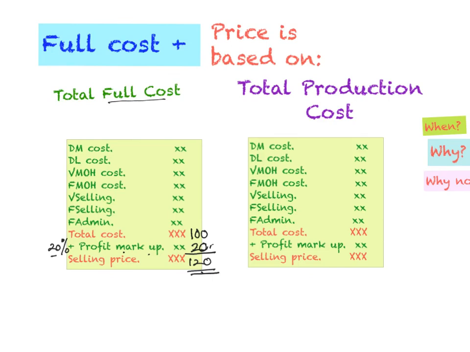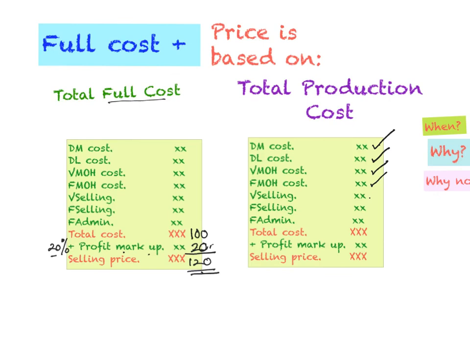This is the direct material cost. Does it involve in production cost? Yes. So you have to include this one. Then we go to direct labor cost. Does it involve in the production cost? Yes. So you need to include this. What about variable manufacturing overhead cost? Does it involve? Yes. So you will include this. Fixed manufacturing overhead? Again, yes, it is a manufacturing cost.